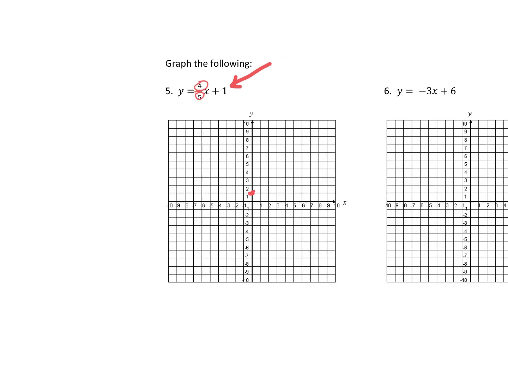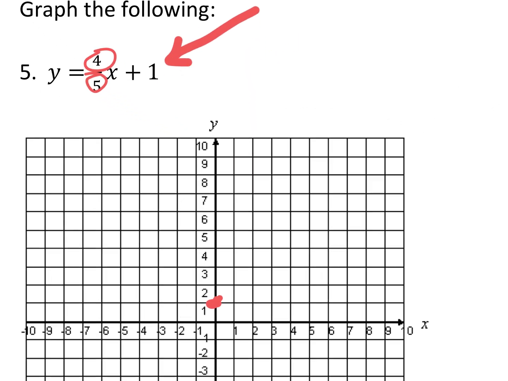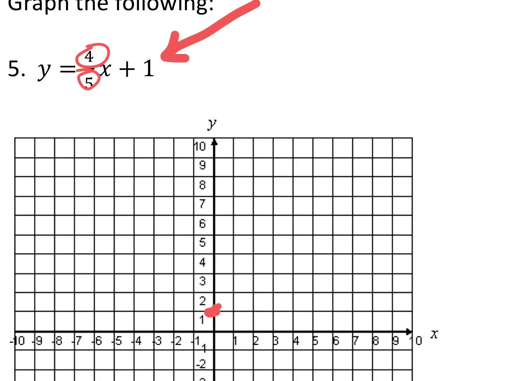All right. So I'm going to rise 4 and run 5. 1, 2, 3, 4. And I'm going to run 1, 2, 3, 4, 5. And I'm going to put my next dot right there. And then as long as you did that right, you just put a line through it and you're done. So these are pretty easy. You graph the y-intercept and then you rise and run to the right spot.